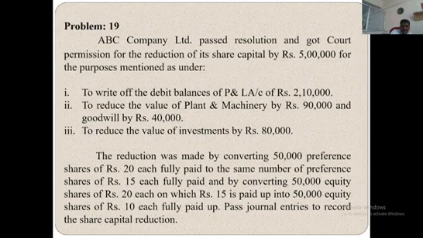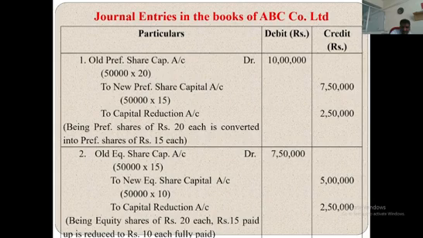Listen. The reduction was made by converting 50,000 preference shares of rupees 20 each fully paid. The shares were issued at 15 rupees each. So 5 rupees reduction. Old preference shares capital account debit 50,000 into 20, to new preference shares capital 50,000 into 15, to capital reduction 50,000 into 5. So 50,000 into 5, 2 lakh 50,000. 50,000 into 15, 7 lakh 50,000. 50,000 into 20, 10 lakh. Being preference shares of rupees 20 each is converted into preference shares of rupees 15 each.